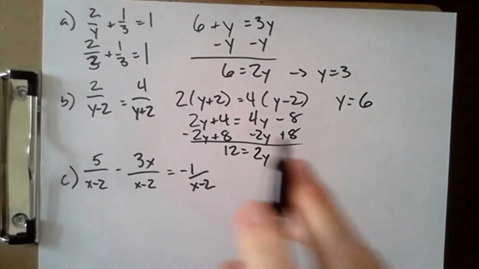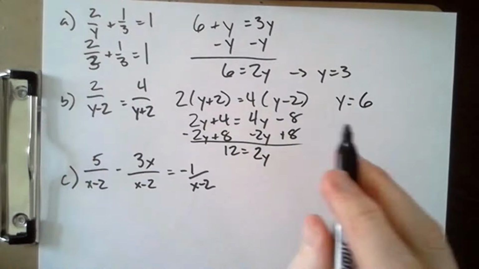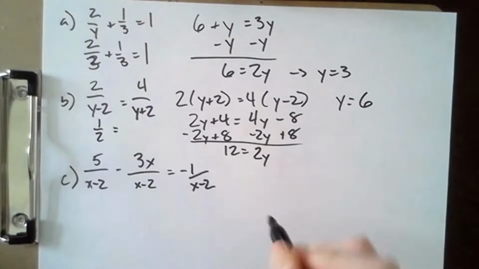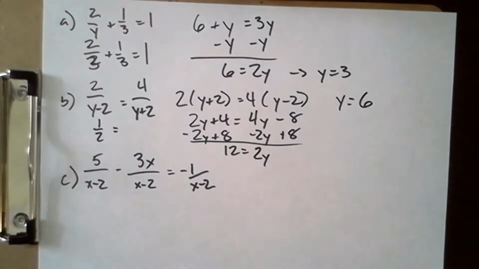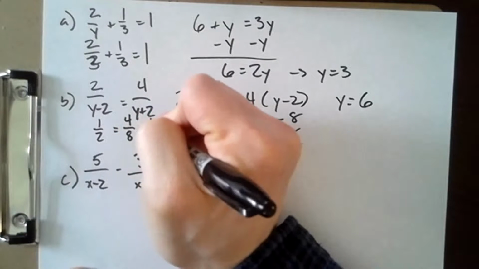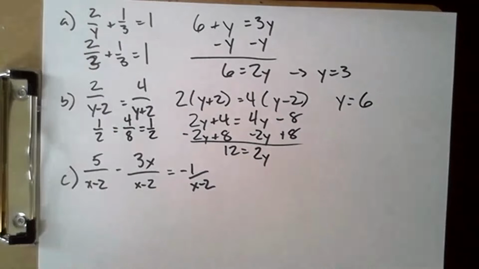Now we check. 2 over 6 minus 2 is 2 over 4, which is 1/2. 4 over 6 plus 2 is 4 over 8, which is equal to 1/2. So yes, that works.